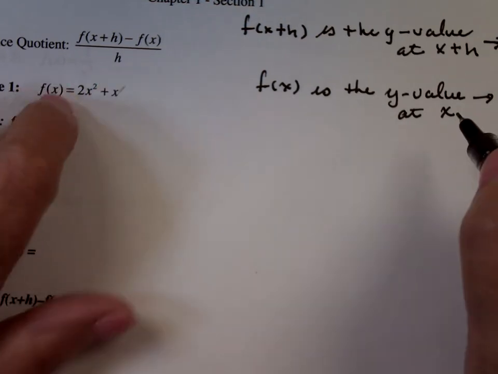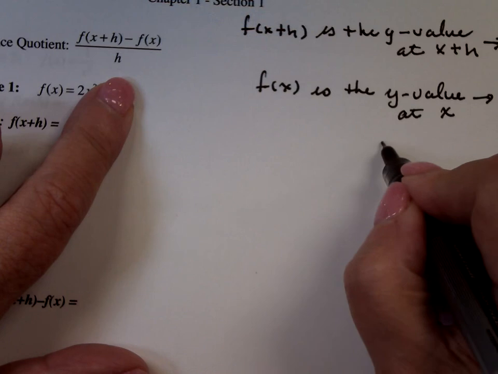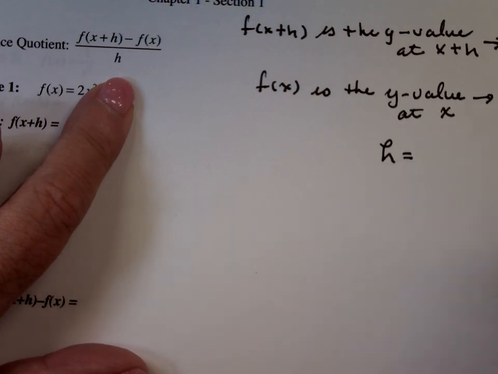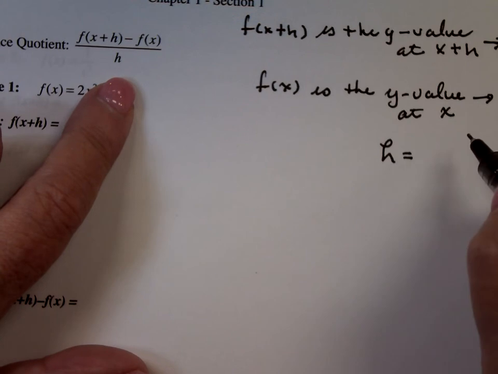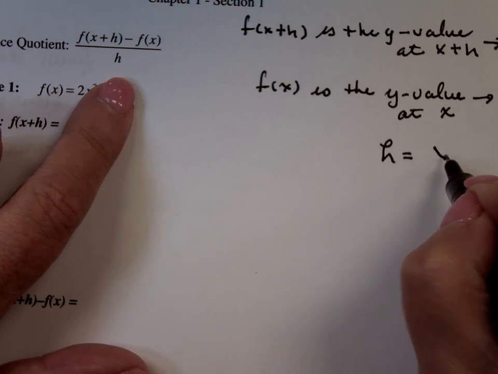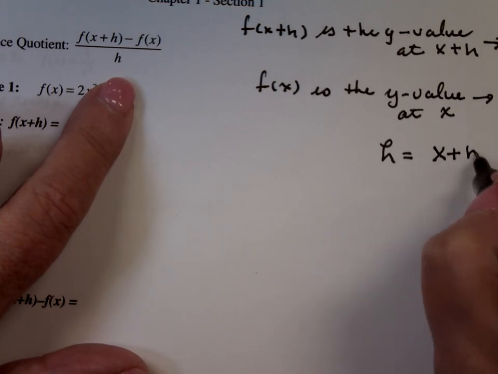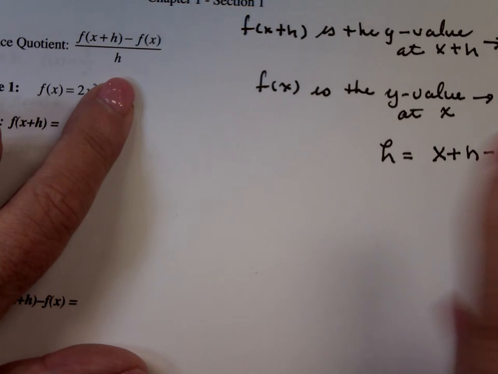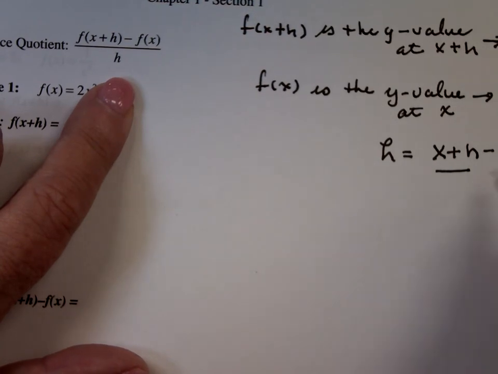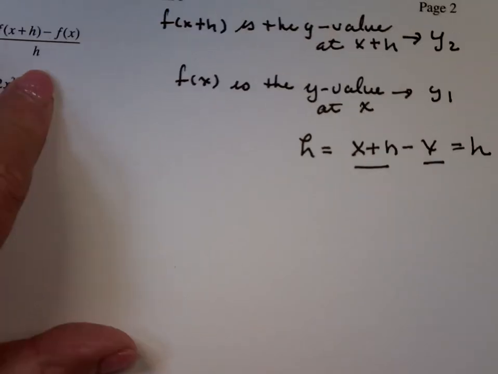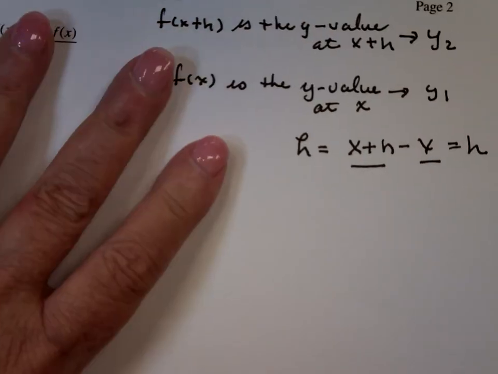So the question is, then, what is h? Well, h is the difference between the x values. The first x value minus the second x value. So notice the two x's reduce out and you're left with h.